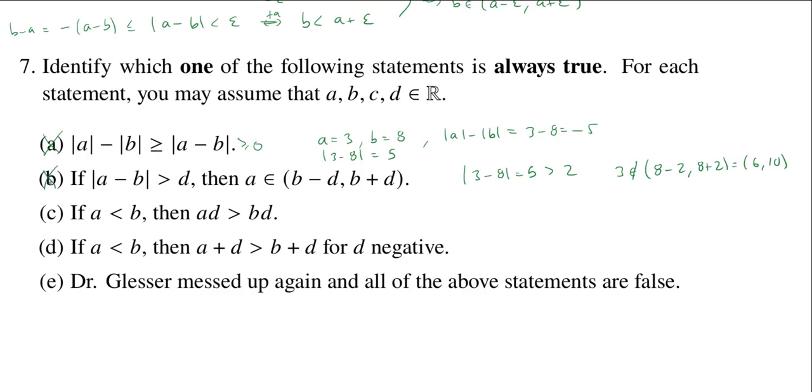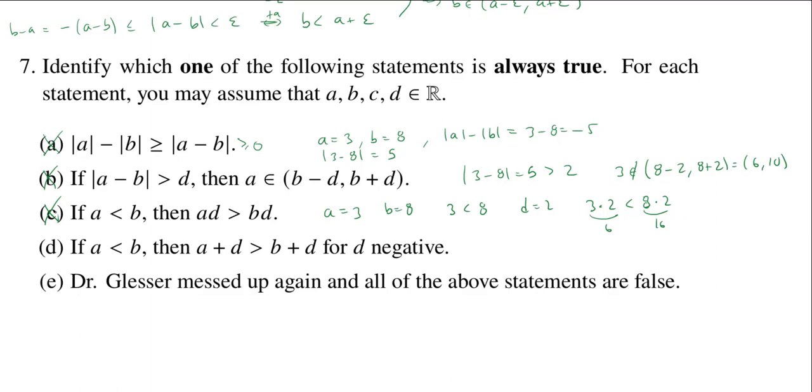Okay, C. If A is less than B, then A times D is greater than B times D. Well, this again feels backward, but we do remember there's that situation, right? Inequalities will reverse if you multiply by negatives. But, well, what if we don't? What if I take the exact same A and B, so 3 is definitely less than 8, and I multiply by, I don't know, how about D equals 2? Then I would have 3 times 2 is still less than 8 times 2. Right? This is 6 and this is 16. So the inequality didn't get reversed, so it's not C.